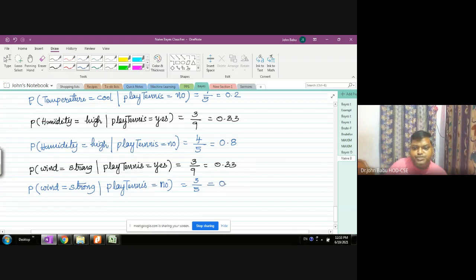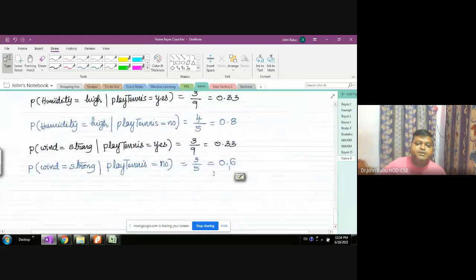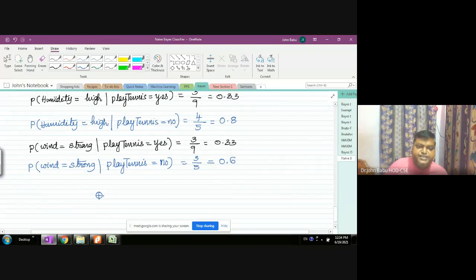Now, according to the Naïve Bayes, what is the maximum probability? Classifying it as positive is the probability of yes, into probability of yes.